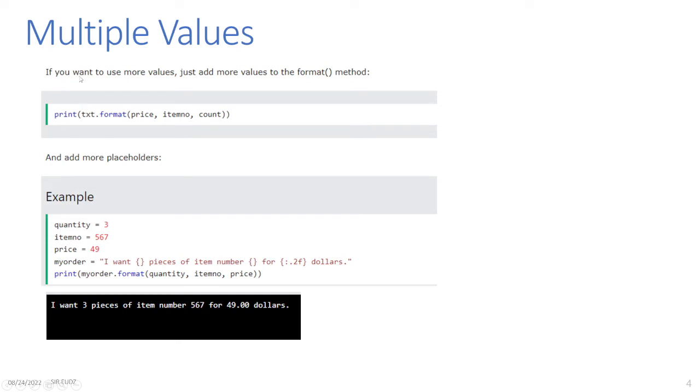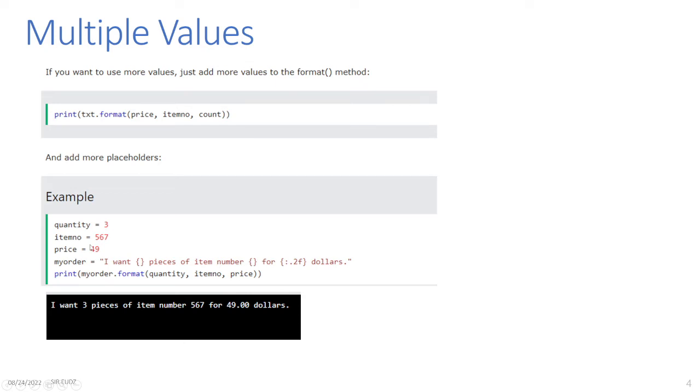Multiple values. If you want to use more values, just add more values to the format method. So let's say, for example, print txt dot format, and we have here 3 values: price, item number, and count. And of course, we add more placeholders also. Just like in this example, we have quantity equals 3, item number equals 567, price equals 49.